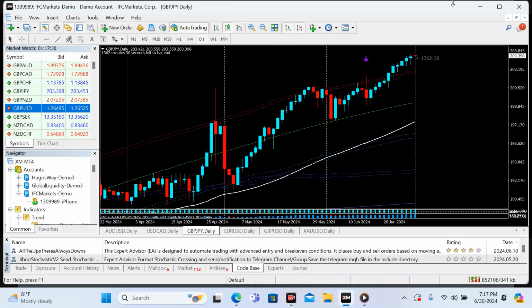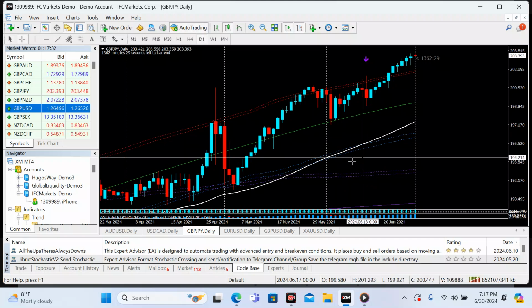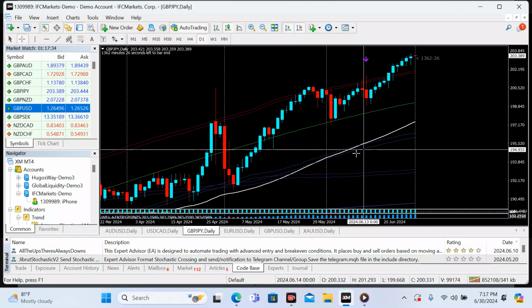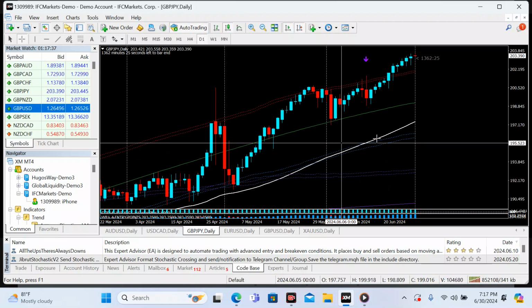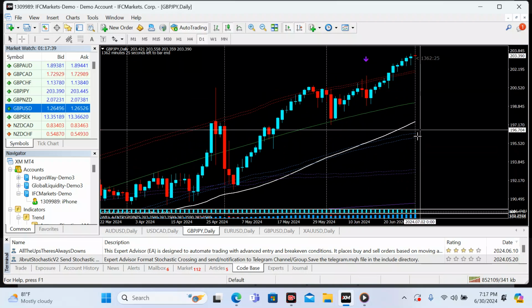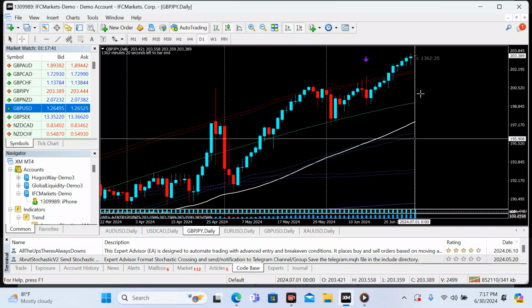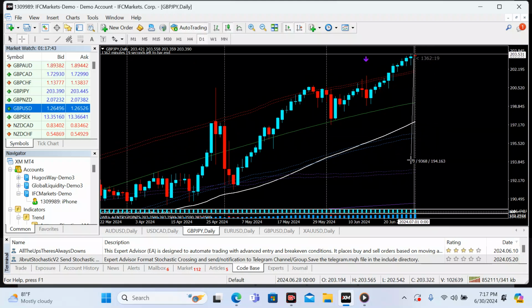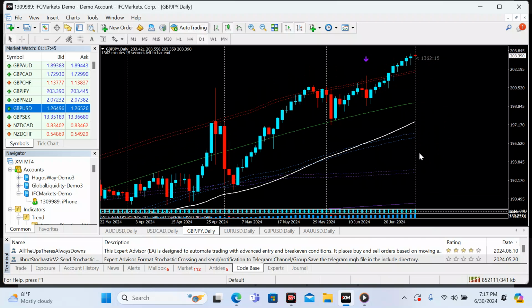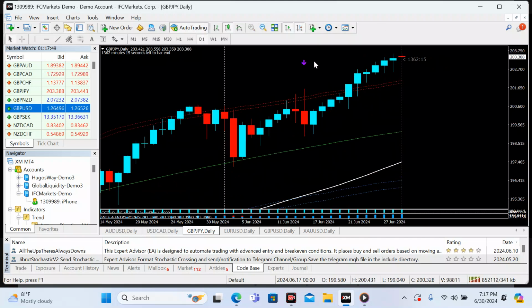So let's get into GJ. Okay, as we can see on the daily time frame, the WCM is in a sell play right now on the daily time frame. So GJ is gonna have a massive drop really soon. GJ is gonna fall massively really soon.